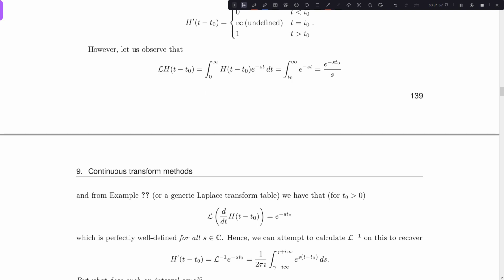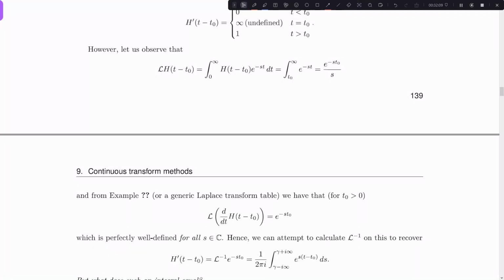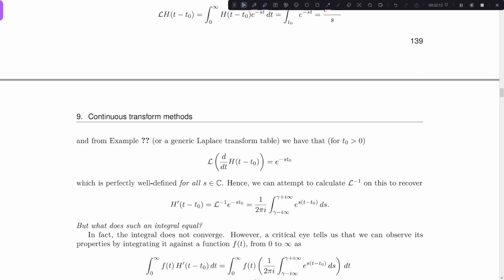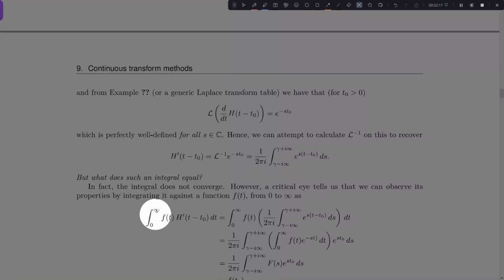It turns out if we try to compute L inverse on this to try to understand h prime, computing L inverse on this gives me the following integral, which actually doesn't make any sense. But it does make sense if I compute it against the Laplace transform of f, because if I compute it against the Laplace transform of f, all of a sudden I have a transform and its inverse. This is where the inverse transform showed up.